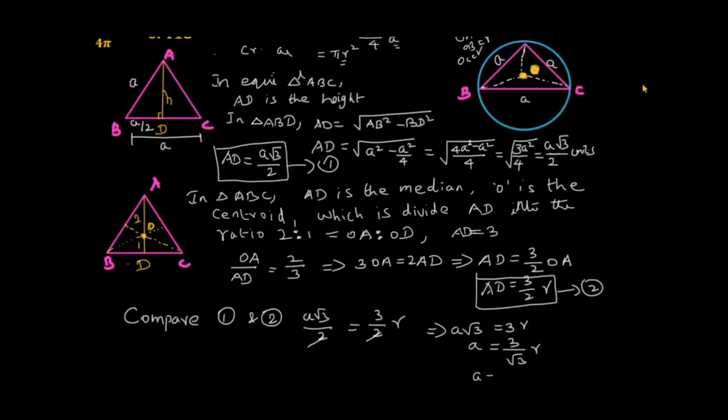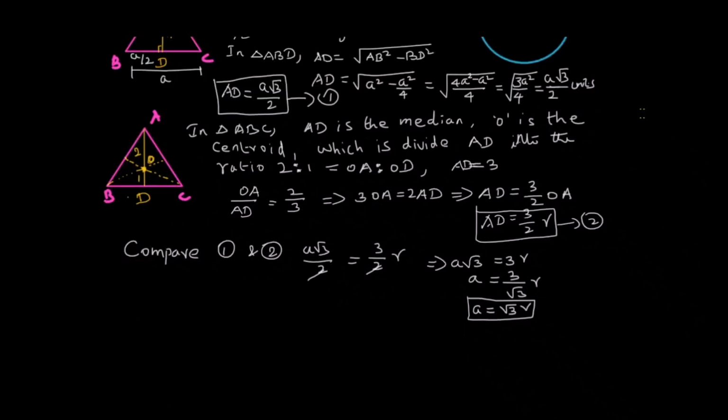Otherwise, for side A, 3 can be written as root 3 into root 3. Cancelling one root 3, we have A equal to root 3 R. This is the relation between the side of the equilateral triangle inscribed in a circle of radius R. So the side of the equilateral triangle is root 3 times the radius.